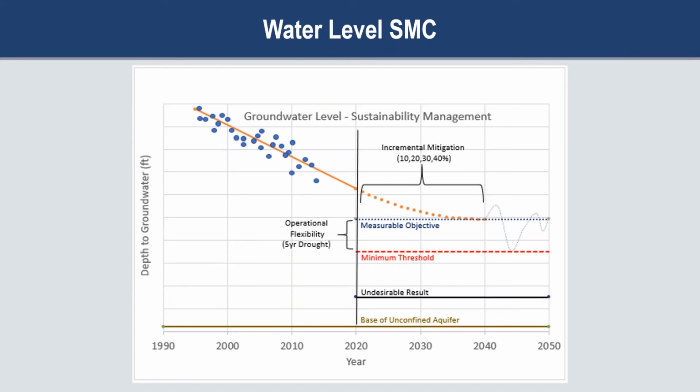Yeah, it was also discussed with the McMullen Technical Committee. We wanted to set the minimum threshold at a point where we could recover back up to the measurable objective.